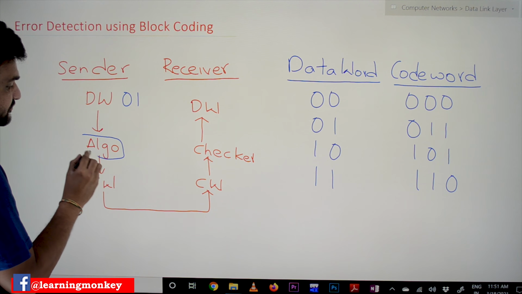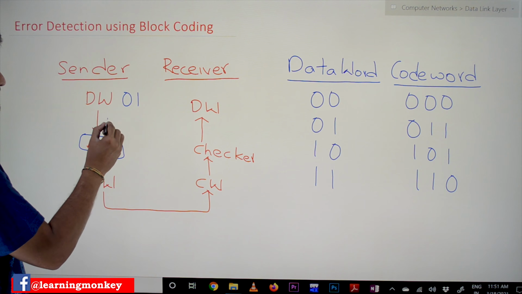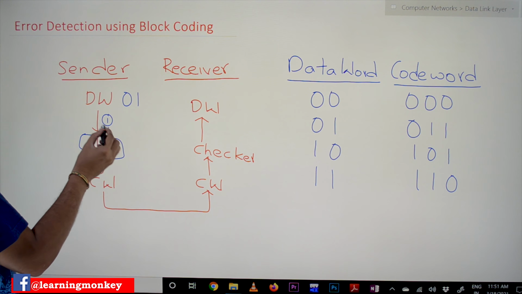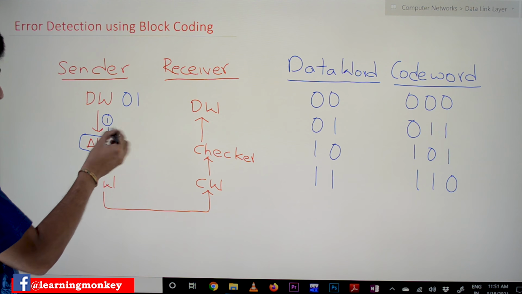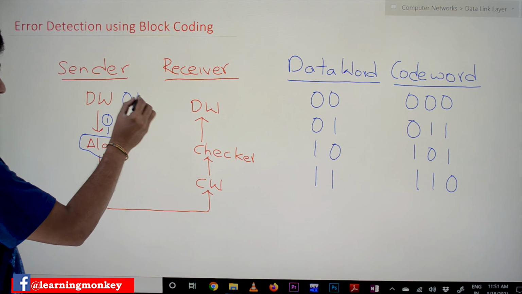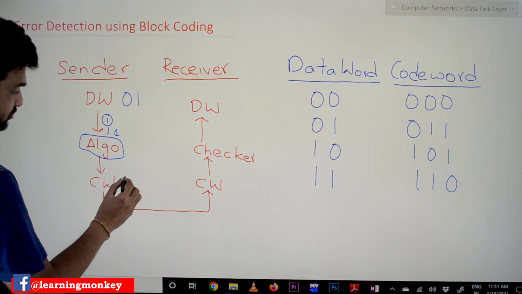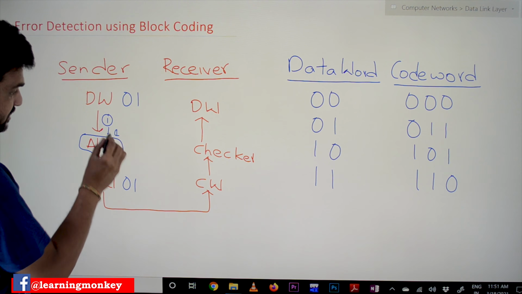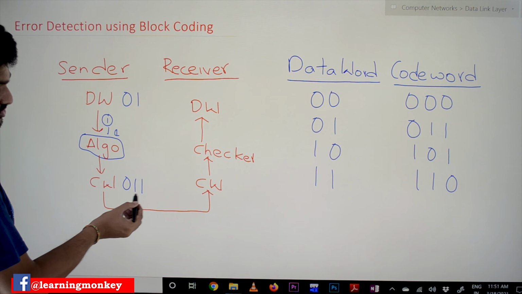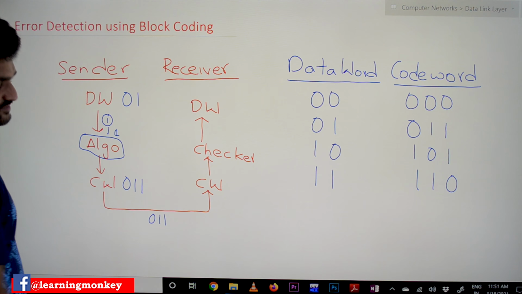What this algorithm will do is, if 2 bits are forwarded to it, it is going to generate one redundant bit. For example, if the bit generated by this algorithm is 1, then by adding that 1 to this data word, what we call the code word will get generated. So to the data word 01, the redundant bit that has been generated gets added, so the code word is 011. Now this code word is transmitted onto the transmission line.